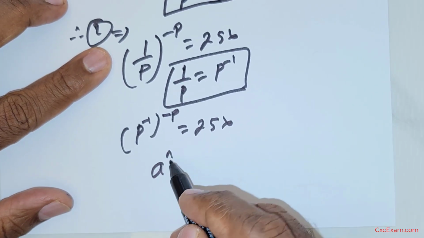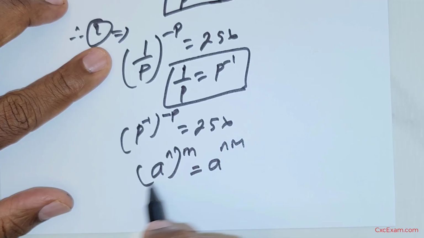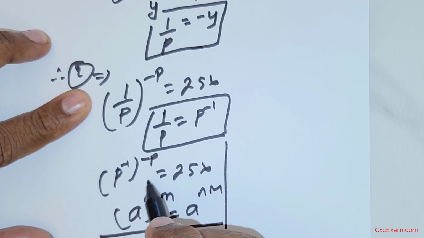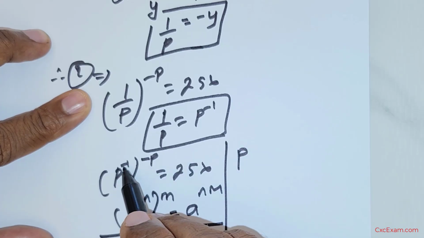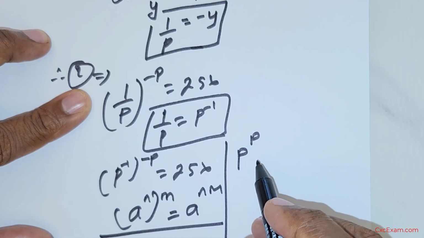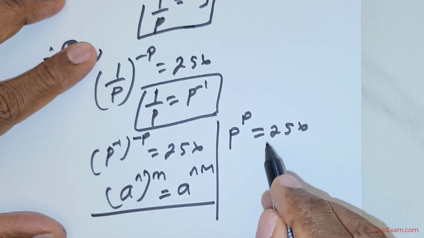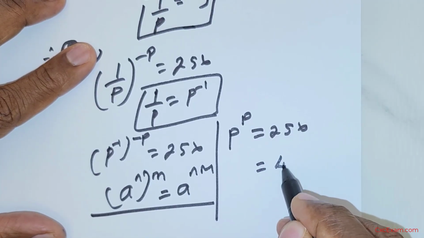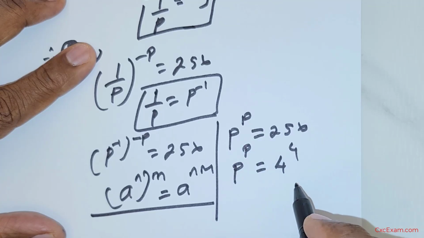Now according to the law of indices, a raised to the power of n, raised to the power of m, is equal to a raised to the power of n times m. So this can be rewritten as p raised to the power of negative 1 times negative p. That's going to be positive. So you have p raised to the power of p is equal to 256. Now I would like to write 256 as 4 raised to the power of 4, and on the left I got p raised to the power of p.